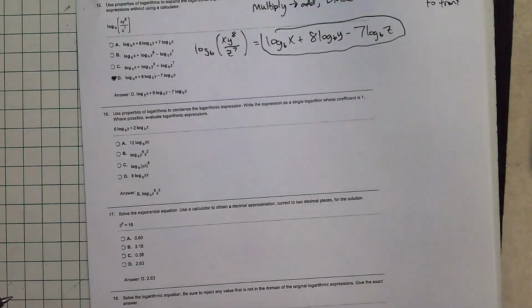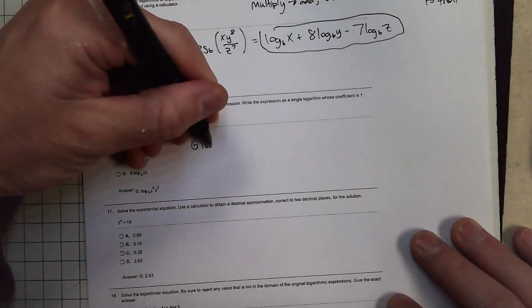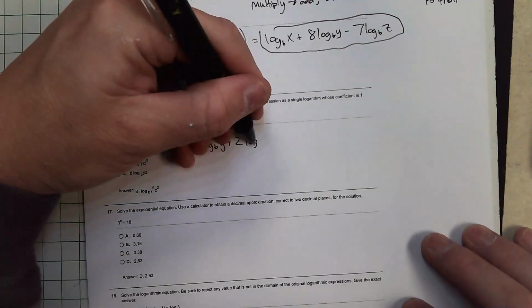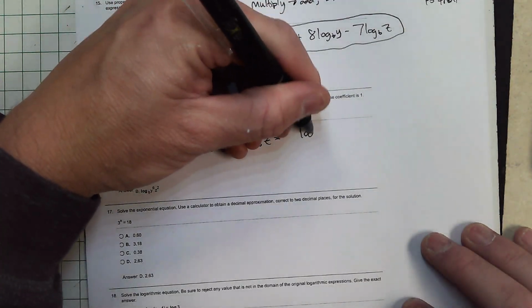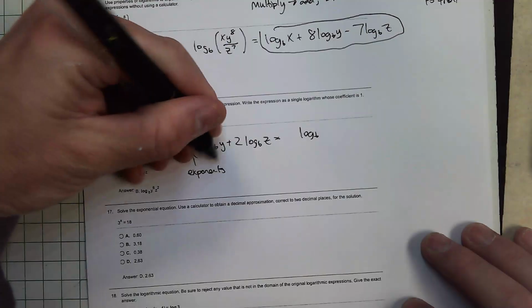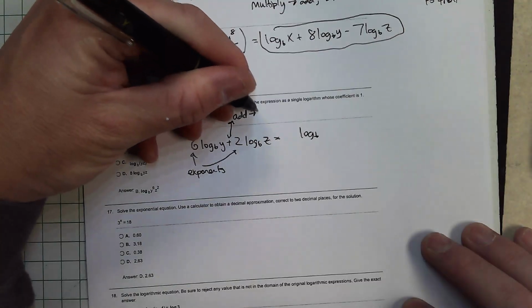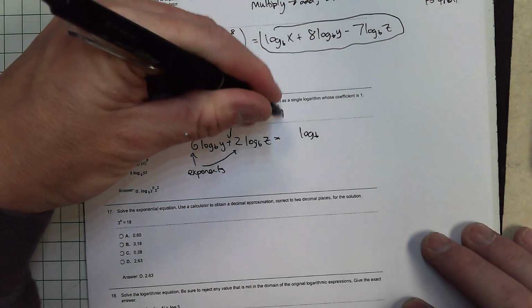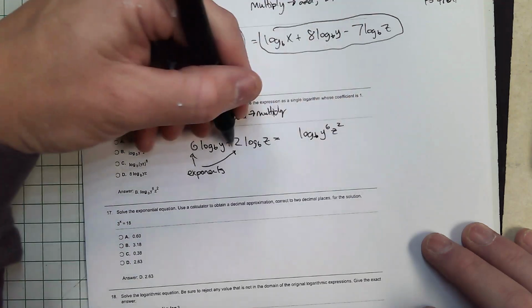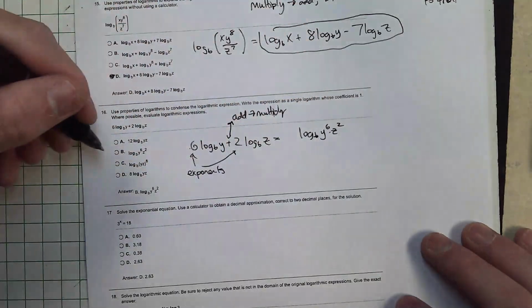All right, 16, use the properties of logarithms to condense it. Okay, so we've got 6 log base b of y plus 2 log base b of z. So we're going to write it as one logarithm. And so remember these are the exponents. And then when you add, it means you're going to multiply. Okay, so log base b of y to the 6th z squared. So y to the 6th, and then times, because it's adding, and then z squared. So that one is B.